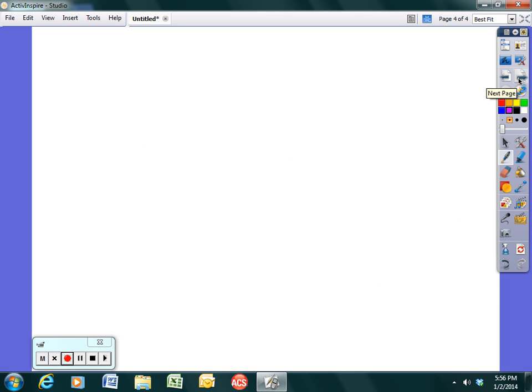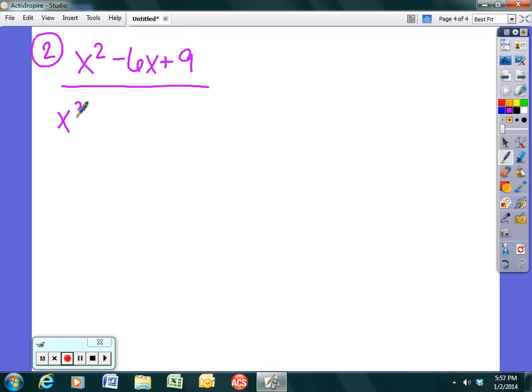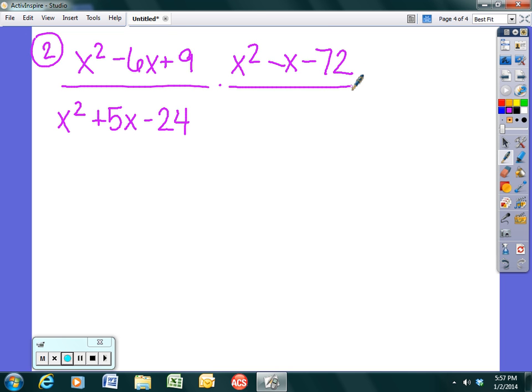Our next example. We have x squared minus 6x plus 9 over x squared plus 5x minus 24 times x squared minus x minus 72 over x squared minus 5x plus 6. Go ahead and pause the video now and work out this problem completely. In just a moment, hit play to check your answer.